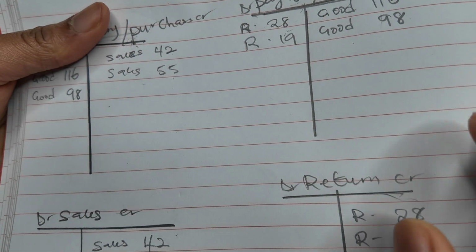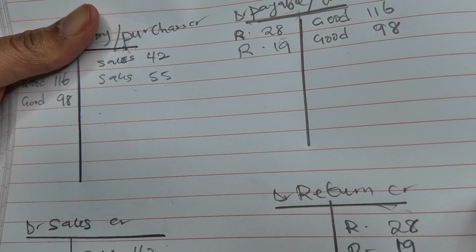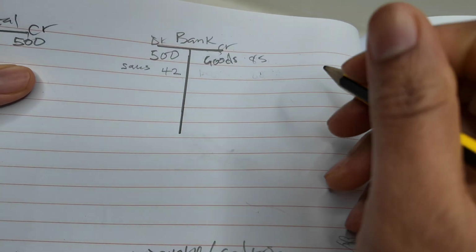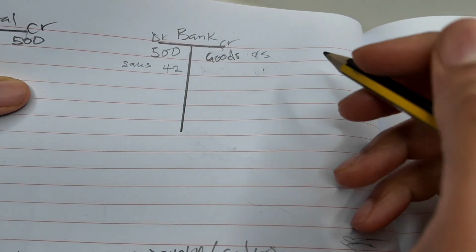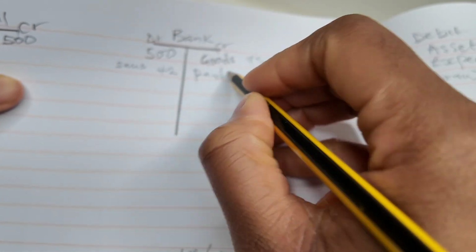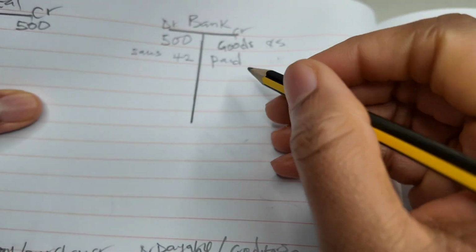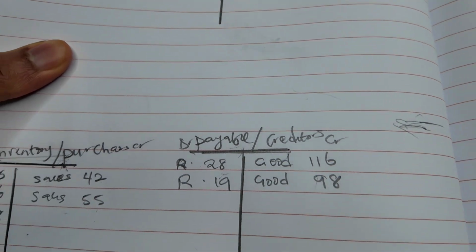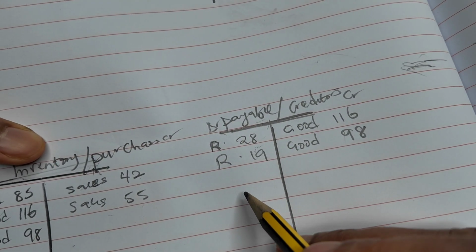So now the business made a payment to a creditor worth £88. So the business paid a supplier. How do you record it when you make a payment? Of course, it's going to leave your bank. So we're going to say paid. Usually the name of the supplier has to be here. So we paid £88, and because we've made a payment of £88, our payable is going to reduce.